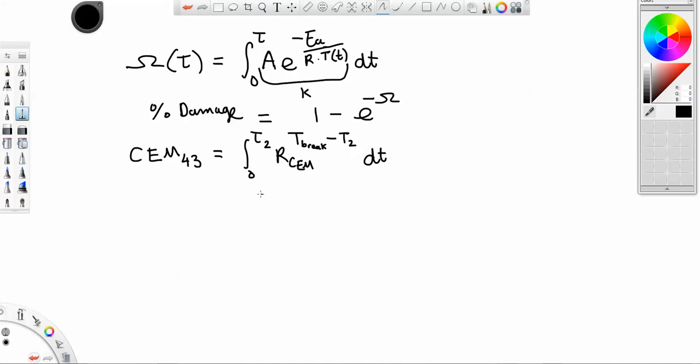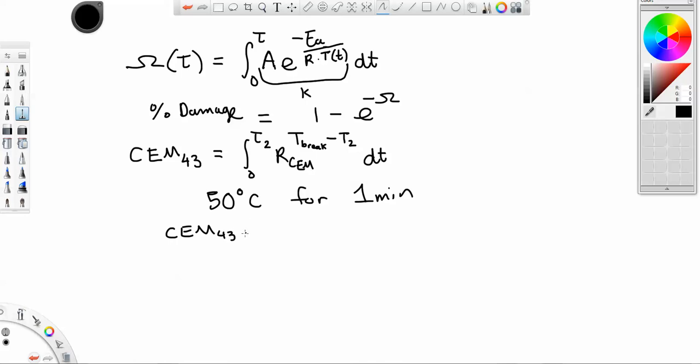So let me explain what's going on here. Basically, the CEM43 tells you that at a temperature other than the breaking point temperature, you can expect to have the same damage if you had done it at 43 degrees Celsius for this duration that you have to estimate. For example, let's say you have a process where you heat something at 50 degrees Celsius for 1 minute. This is just an example, just arbitrary.